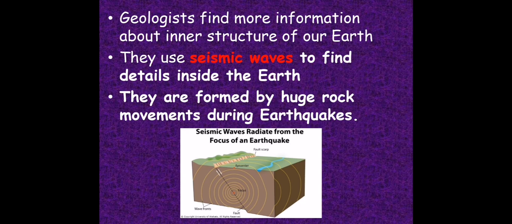Geologists who are investigating geographical things find more information about the inner structure of our earth. They use a special type of waves called seismic waves to find details inside our earth. They are formed by huge rock movements during earthquakes. In the diagram you can see how seismic waves are formed. Actually they are formed during earthquakes. Huge rocks are moving during earthquakes, forming seismic waves.